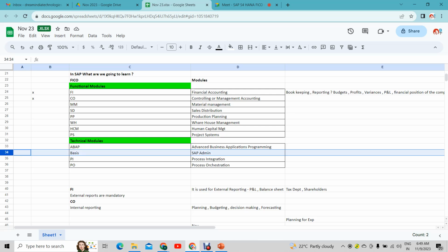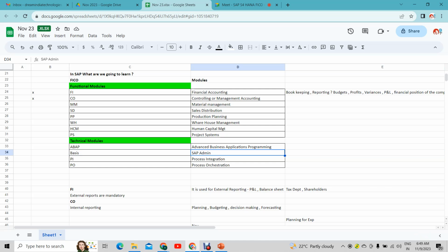Then there is the role of basis consultant. I've written here as SAP admin. What is the meaning of admin? What is the general meaning of admin? Administration. What will an admin do?